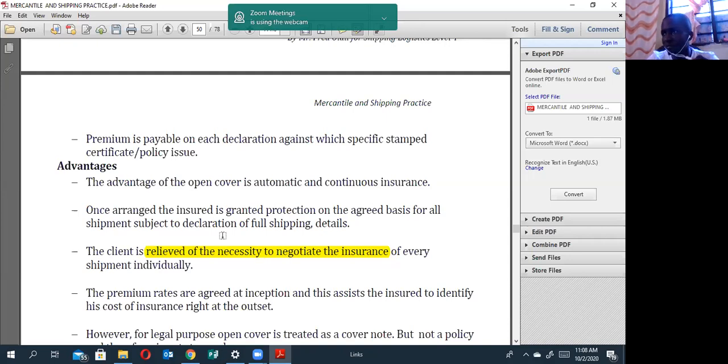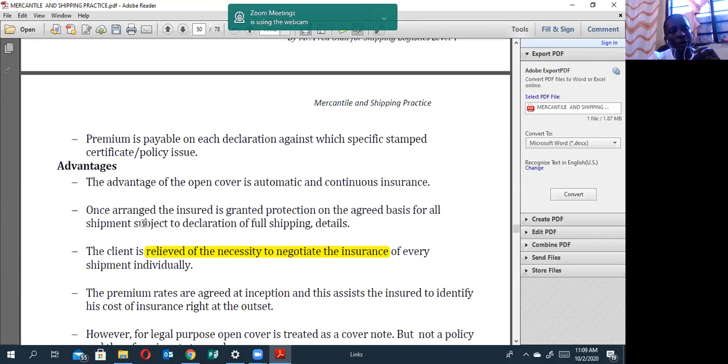Like I have household equipment I want to ship. Maybe in open cover, I declare the value of each item as they're being covered.